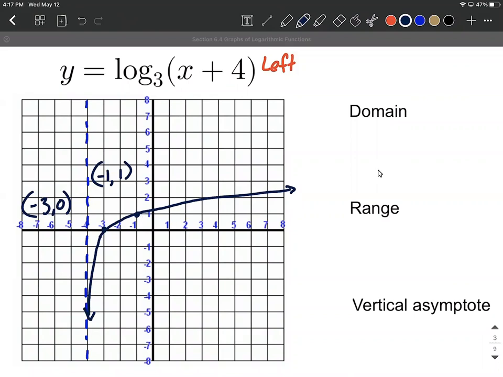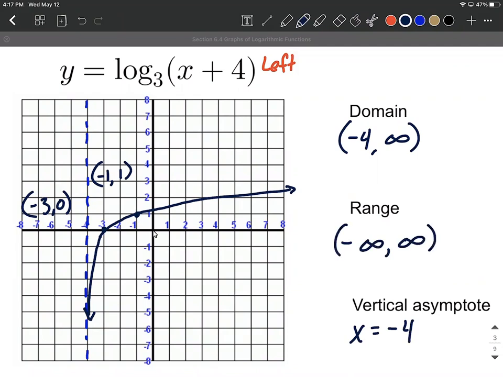As far as the domain goes, we know that we get very close to this vertical asymptote, but it's to the right of that vertical asymptote. So we can say that goes from negative 4 to infinity. Leave out the negative 4 because that's where our vertical asymptote is, with the equation x equals negative 4. And then the range for all of these is going to be the same: from negative infinity to positive infinity, but we can never get all the way to negative or positive infinity, thus the open brackets.